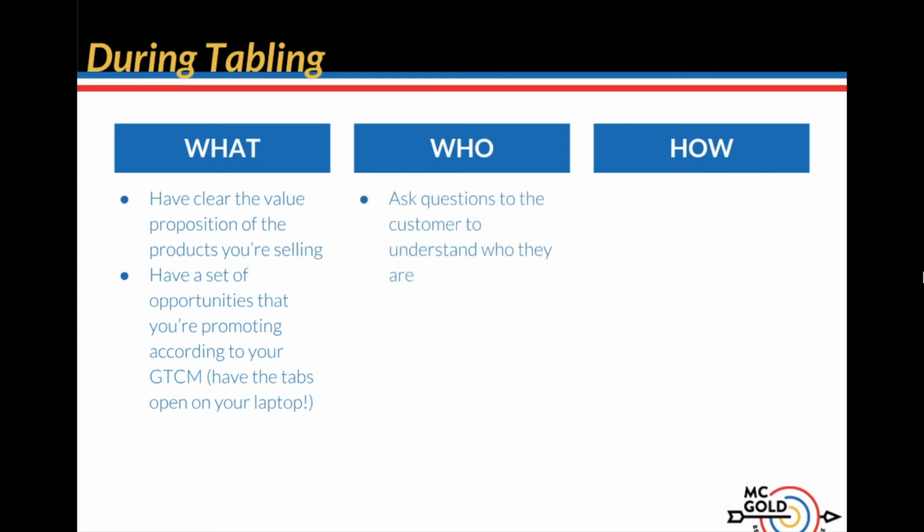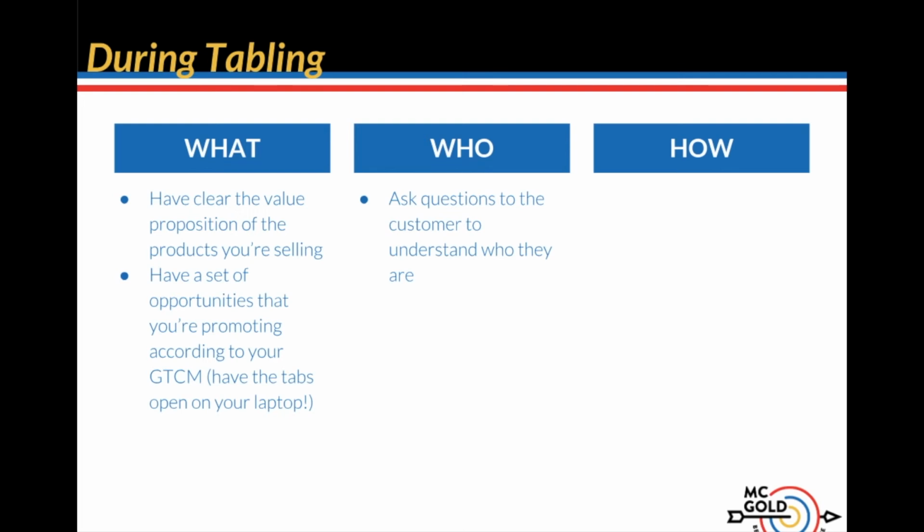Okay, and then who. The first thing for who is you need to ask questions to the customer to understand who they are. This is very, very important. I think this is the most important part of tabling: just be chill and really meet the person that's in front of you. Don't approach them just with the aim of pitching Isaac to them, but really try to understand who they are.